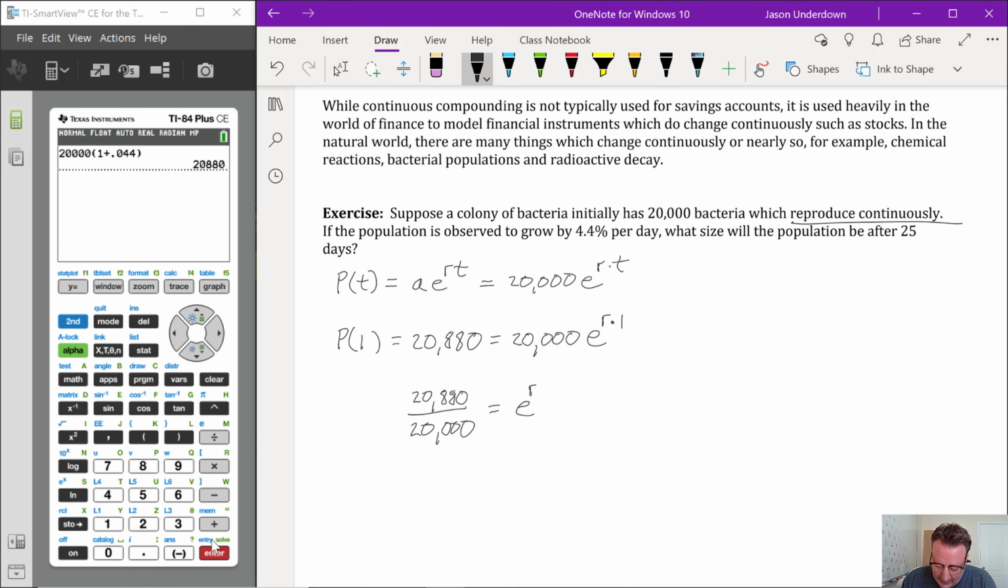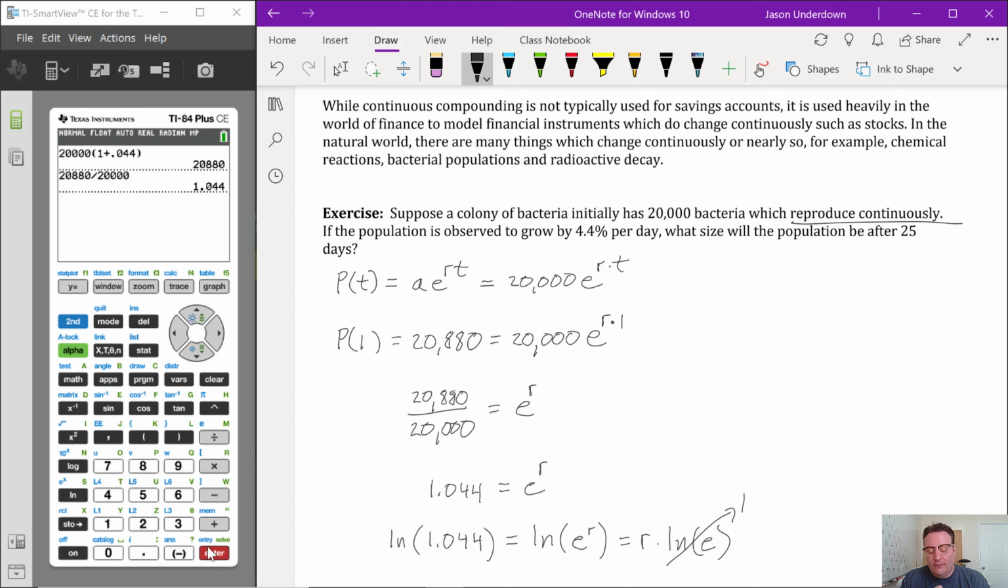Let's simplify 20,880 divided by 20,000. It's 1.044. So I get 1.044 equals e to the r. Now I'm going to take what's called the natural logarithm of both sides of the equation. The key idea is that when we take the natural logarithm of an exponential, we'll see this in the next lesson, it allows us to rewrite this as r times the natural log of e, and the natural log of e is 1.